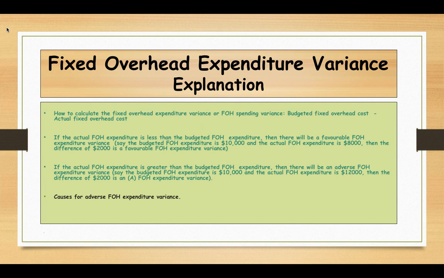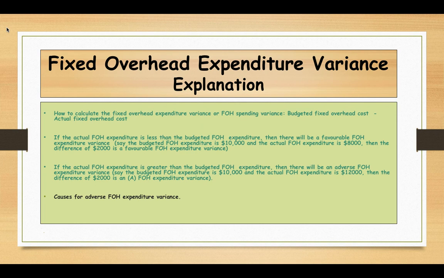We are going to see the causes for the adverse fixed overhead expenditure variance. For example, if the factory space reaches its maximum capacity and if another space is needed to meet the demand, then the actual fixed overhead expenditure will be significantly higher than the budgeted fixed overhead expenditure. Because, say, if we have a factory space in which we can produce only 10,000 units, and if we get a demand for 15,000 units, obviously we need to hire another factory space.